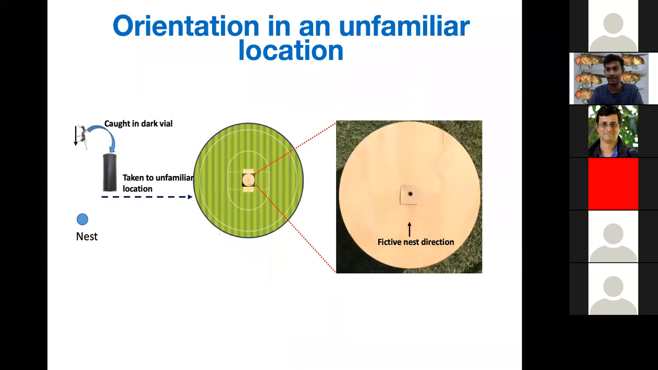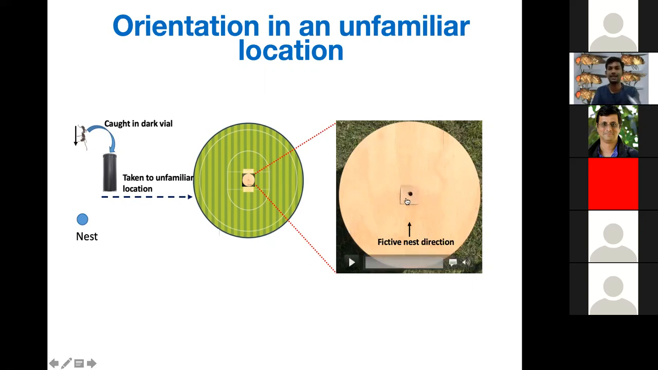So to answer that, we caught ants that were returning to their nest in a dark vial, and then we transported them close to a cricket field, which was around 1 kilometer away from their nest. They have never traveled there, and the cricket field is also surrounded by a water body. So we can be sure that they've never been there, and they don't have any familiar visual cues to navigate. In the middle of the field, we release them into this particular setup.